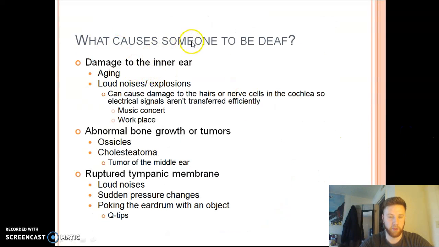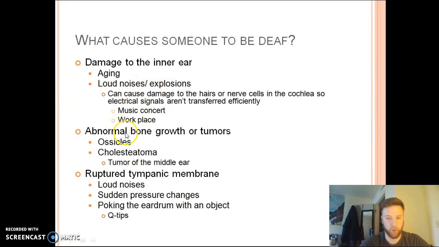So what causes someone to be deaf? There are many different reasons why. This one right here, damage to the inner ear, is the most common. This can be anything from having loud noises or explosions go off in your ear, and these cause damage to those hairs or nerve cells in the cochlea, so those electrical signals are not transferred efficiently. This can happen from anything like a music concert or a workplace, or any kind of loud banging noise. And then it could also be from aging, which would be more genetic.